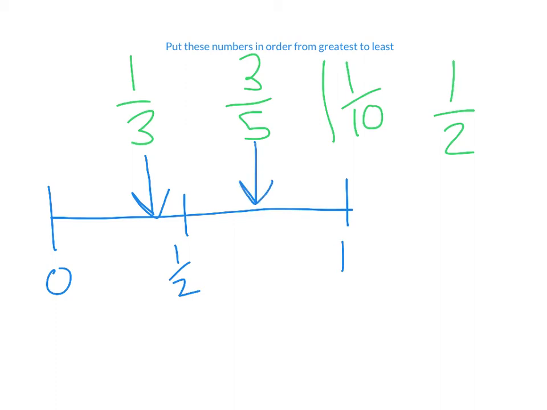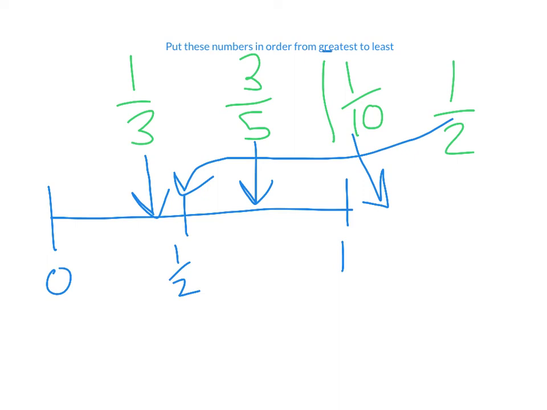And, oh, I see the 1 and 1/10. Well, 1 and 1/10, 1 is already past my number line, and it's 1/10, so it's a little bit more than 1, so I know it's actually all the way down here. Then 1/2 is right at the 1/2.